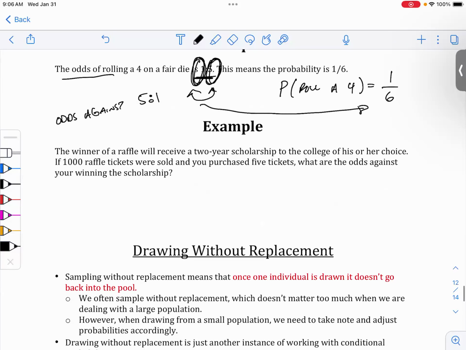Let's look at another example. And the best way to usually go about odds is start with what we're most familiar with, which is probability, and then turn that into odds for, and if the question asks, flip it to find odds against.